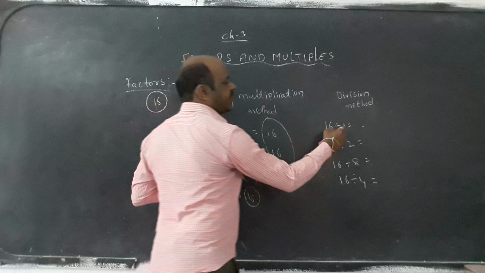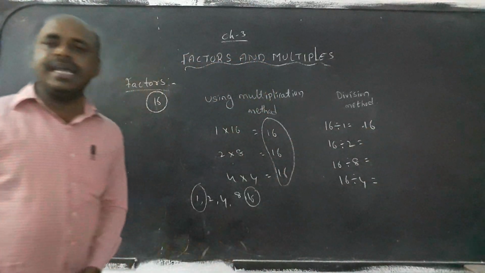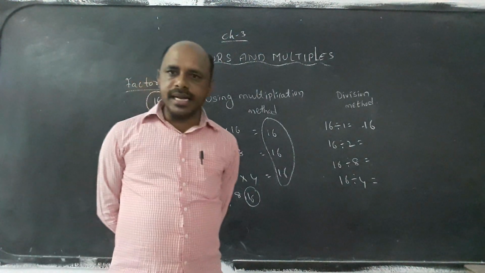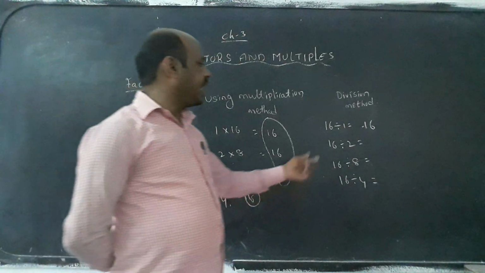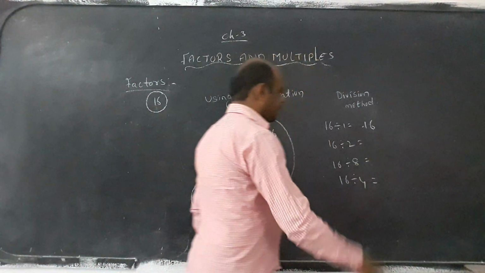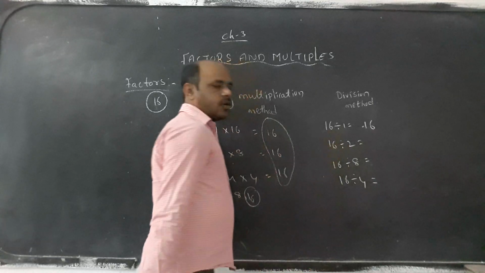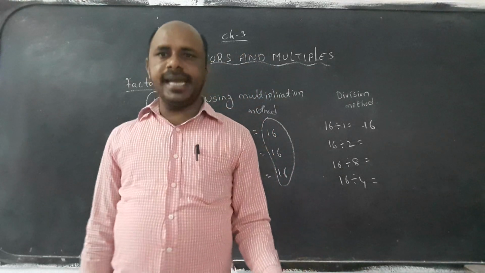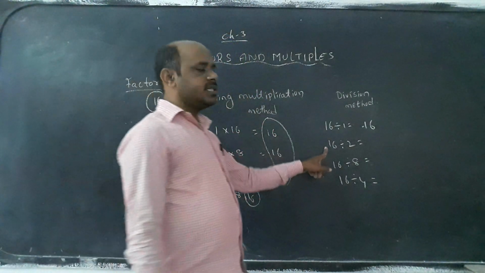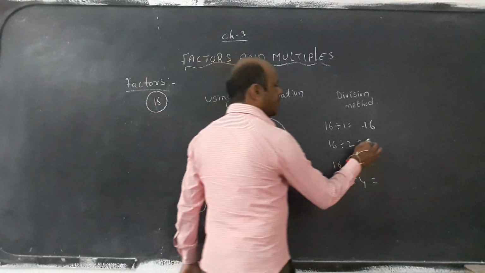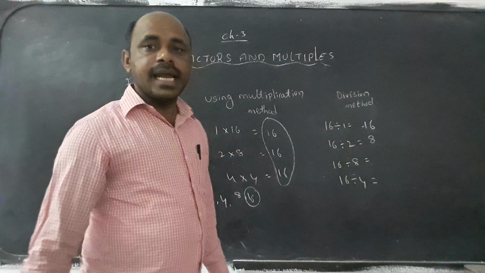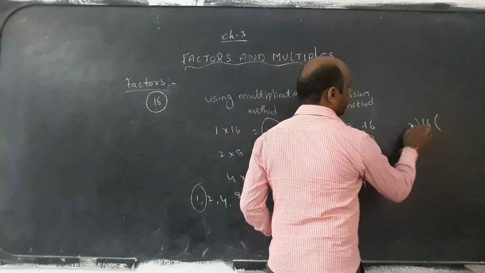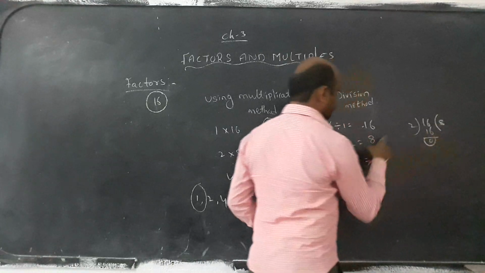See children, 16 divided by 1. Whenever we divide a number by 1, we get the number itself. I explained that in the division properties. By the same way, 16 by 1 is equal to 16. See here, 16, how many times will 2 go? 2 table: 2 1 is 2, 2 2 is 4, 2 3 is 6, 2 4 is 8, 2 5 is 10, 2 6 is 12, 2 7 is 14, 2 8 is 16. It will go 8 times. If you are getting a doubt, go directly to division. See 16, 2 table, 2 8 is 16, the remainder is 0, so you can write 8.